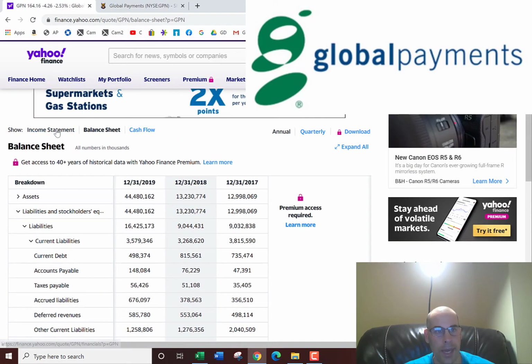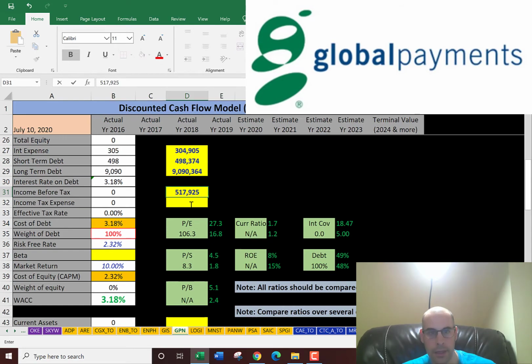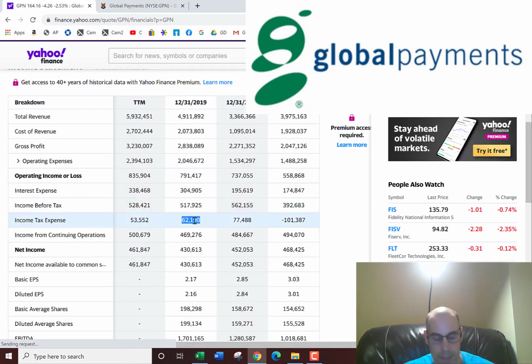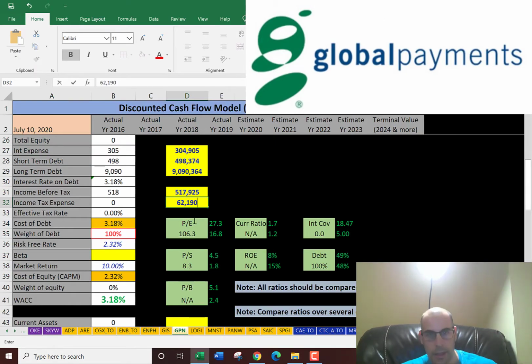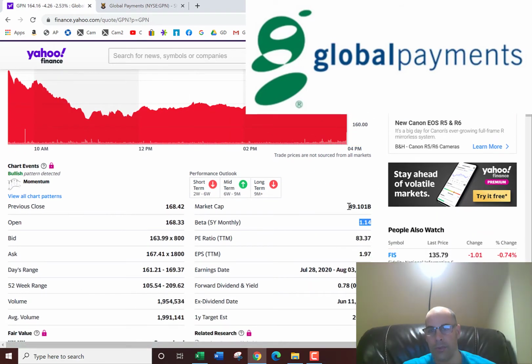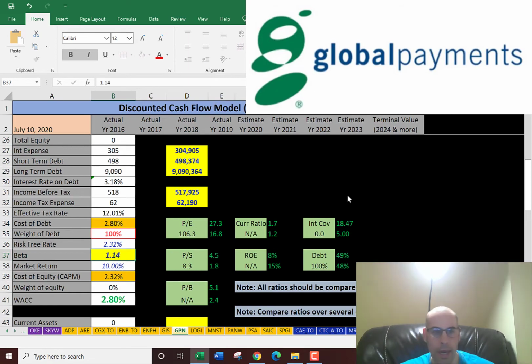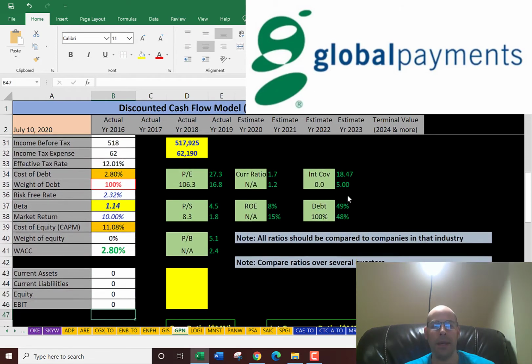Since interest payments are tax deductible, let's get their effective tax rate. The income before tax is $517 million. And the income tax is $62 million. So their tax rate is 12%. So the cost of debt is 2.8%. To get the cost of equity, we need the beta, and that says how much the stock moves relative to the entire market. And they have a beta of 1.14, so the stock moves a little more than the market.